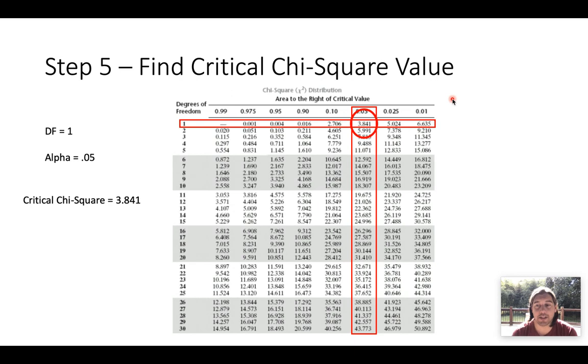Remember, this is our point of comparison. It's our hurdle. If we are over the hurdle, then we reject the null. If we are under the hurdle, if we are less than the hurdle, then we have failed, and we stay with the null. We fail to reject the null.